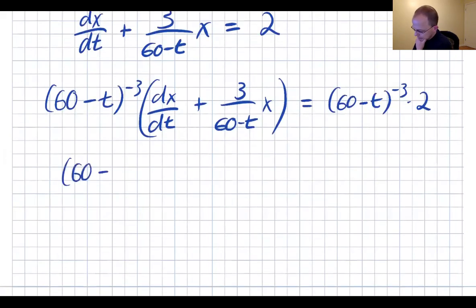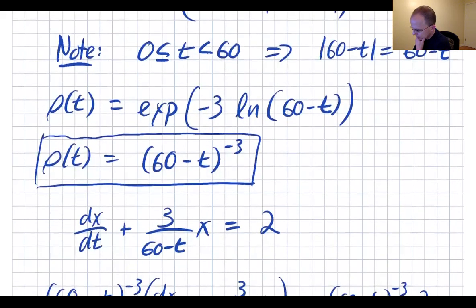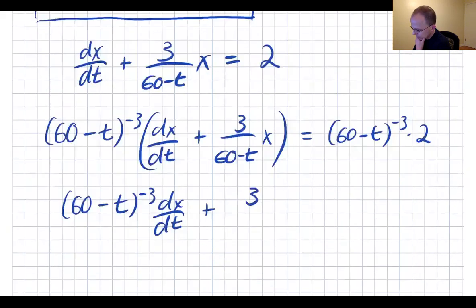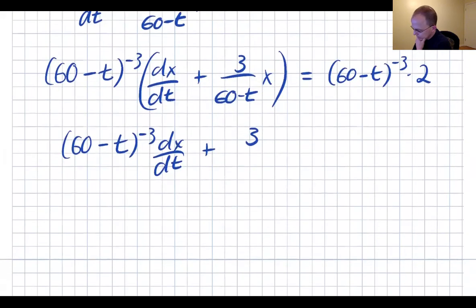So 60 minus t to the -3 dx dt plus, this will be 3, yeah, I'm just making sure, 3, and then divided by 60. Maybe I'll write it this way, so it'll be easier to see. So it'll be 3 times 60 minus t to the -4 times x.